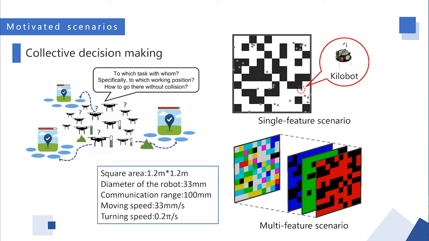We adopt the simulator for the kilobots. It is equipped with several light sensors that can detect different features, but it can only detect one feature at a time.